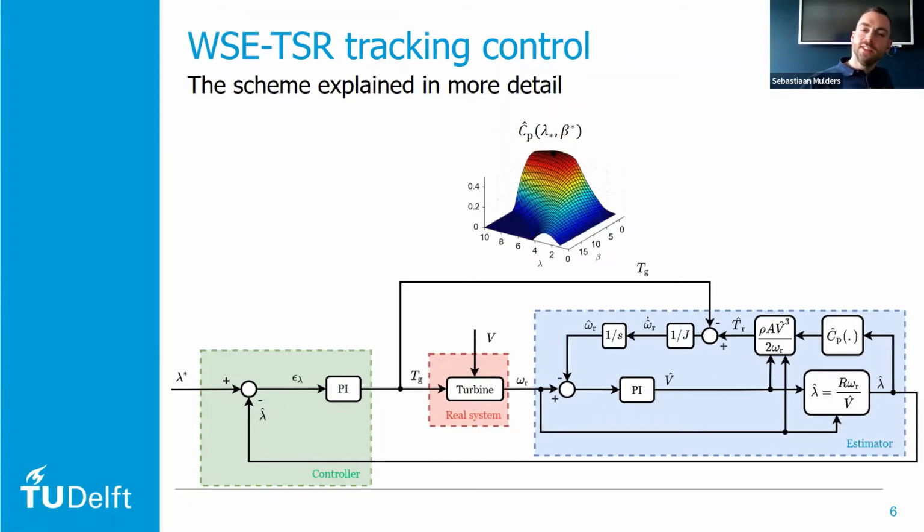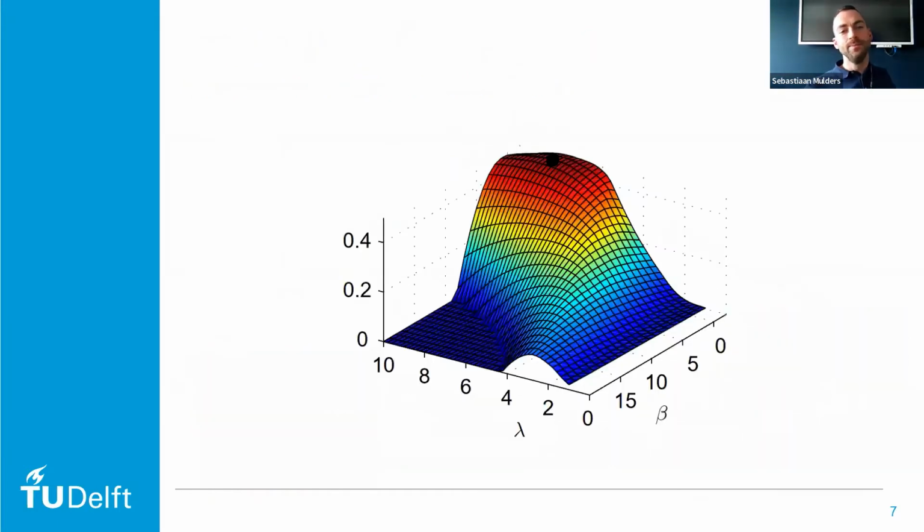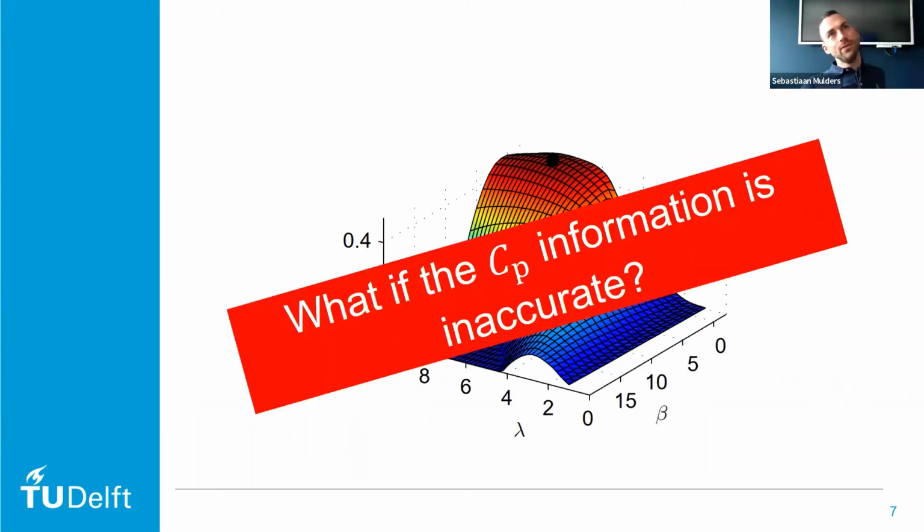But what's now interesting to see is that still, like in the K-omega case, we are really relying on the quality of the CP curve. So the CP curve is contained in the estimator. So this full table just lives in our estimator, and we also take lambda star as the maximum value of the CP curve, which is also just prior information. So in this scheme, it seems like we are even more dependent on the quality of the CP information. So this CP curve is the main topic here. And the main question I'm going to treat in the rest of this presentation is, what if the CP information is inaccurate? What influence does that have on the total control structure that we proposed?